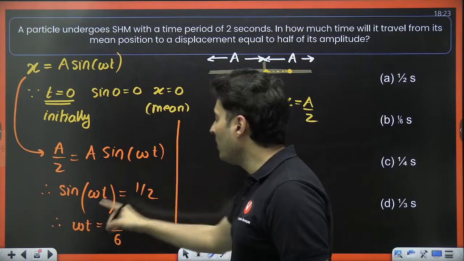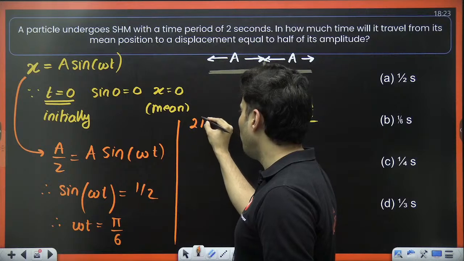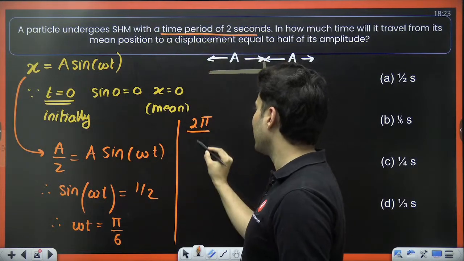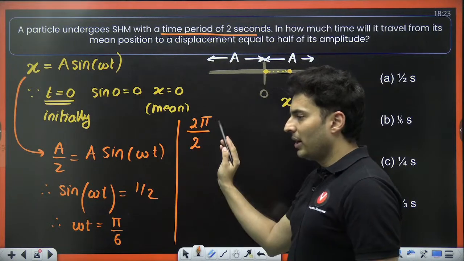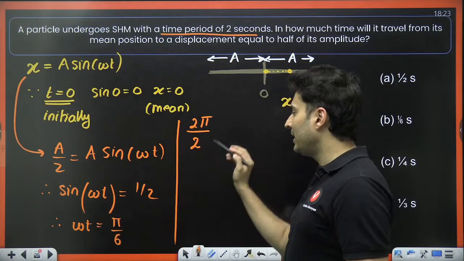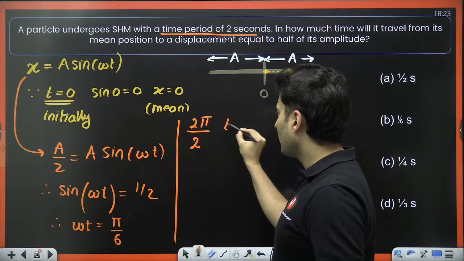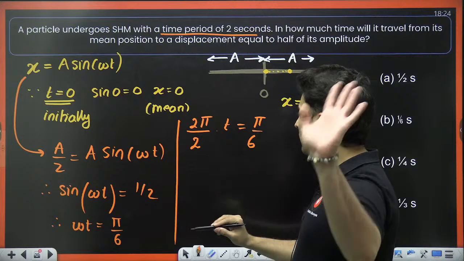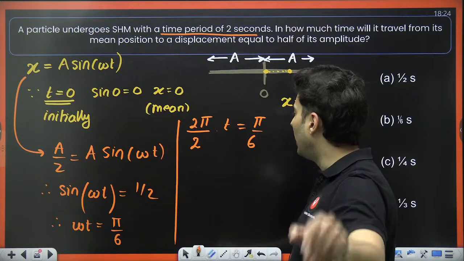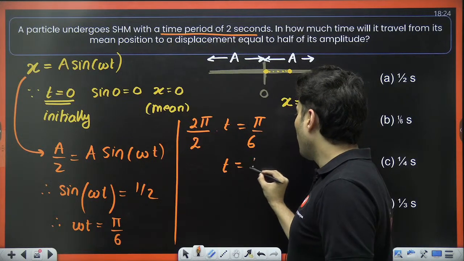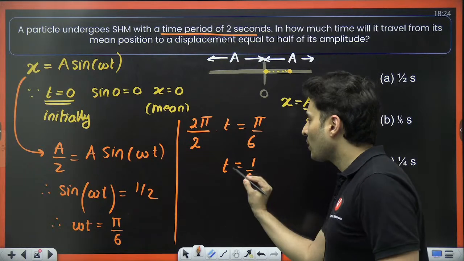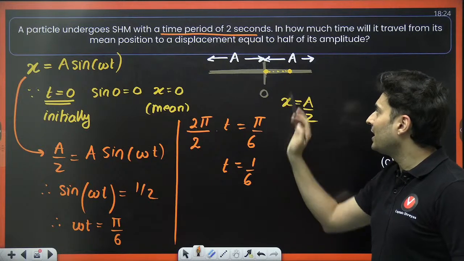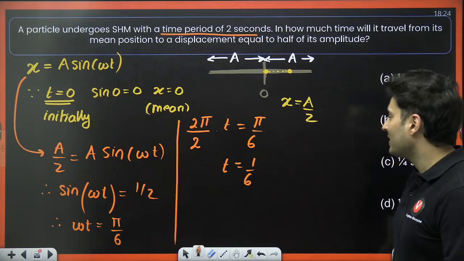Next point, omega value is nothing but 2 pi by the time period. What is the time period? The time period is 2 seconds. So I will put 2. Did you understand? I have replaced omega with 2 pi by T, which is the time period, into t is equal to pi by 6. Pi by 2 by... So what will t be? 1 by 6 seconds. It reached a by 2 at 1/6 of a second.